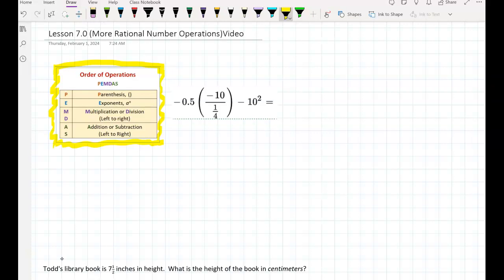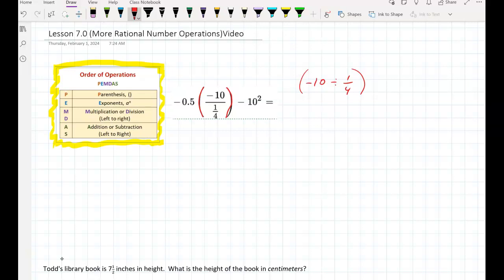We've got negative 0.5 multiplied by negative 10 over 1/4 minus 10 to the second power. There's all kinds of stuff going on with this. So let's take this one step at a time. Now it says we're going to do parentheses first, and of course we see parentheses here. So what's going on inside that parentheses? Well, inside that parentheses we see negative 10 over 1/4, which is negative 10 divided by 1/4. All inside the parentheses. Now remember, you can't do anything with whole numbers and fractions. You have to have all fractions.